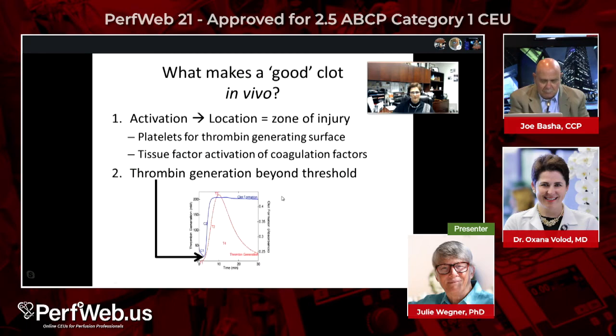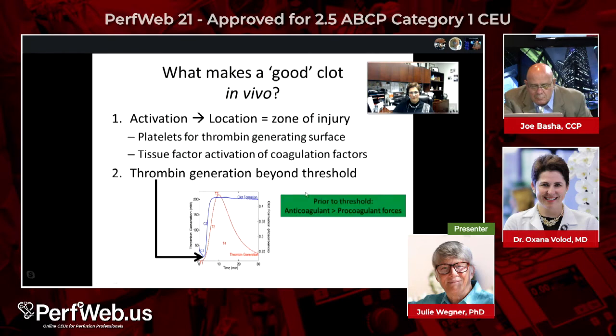And then it gets beyond a certain threshold. This is demonstrated here: on the y-axis is thrombin generation, and the x-axis is time. The red is thrombin generation and blue is clot formation. You can see that thrombin generates along a certain timeline and then starts coming up, and you don't get clot formation started until it reaches a certain threshold. Once it reaches that threshold, the thrombin burst that occurs allows clot formation to occur very quickly.